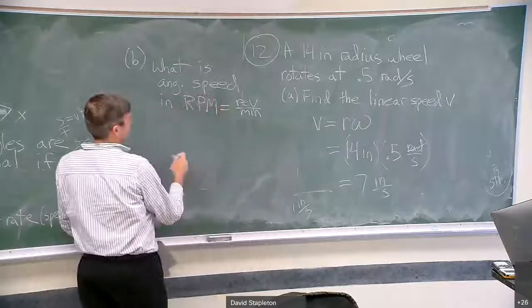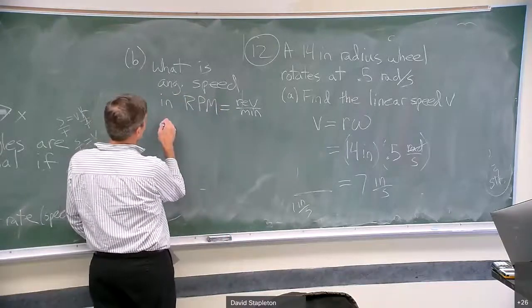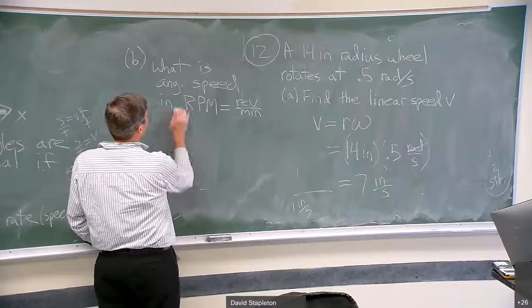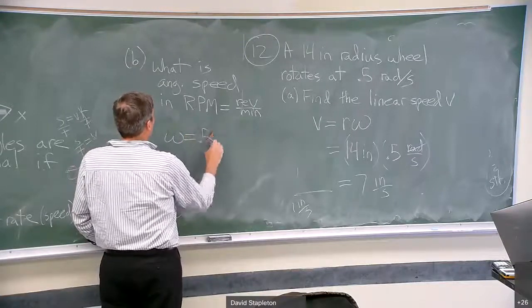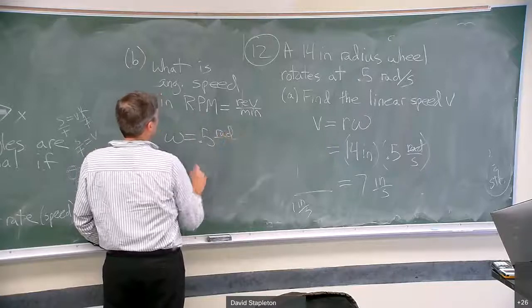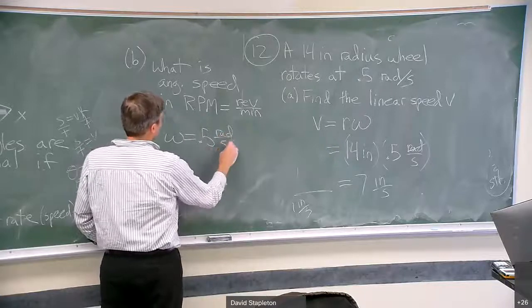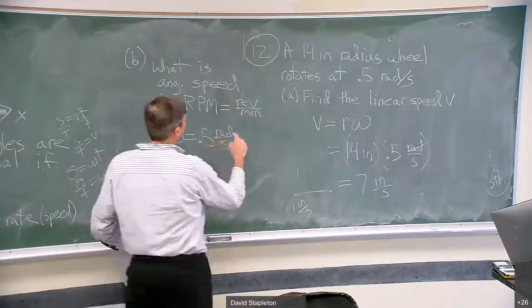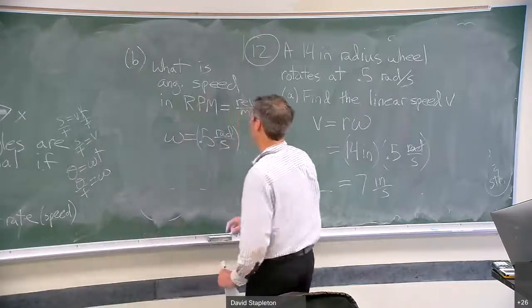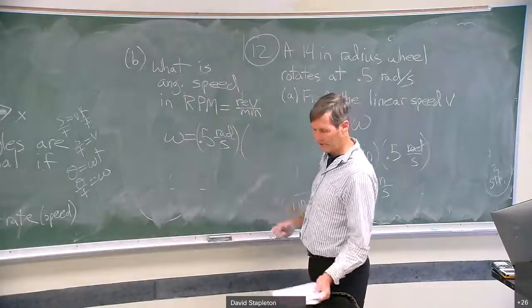Well, for this one, you have to have the following intuition. Omega is 0.5 radians per second, which is already the rate at which it's turning, right? It's just in the wrong units. You want revolutions per minute instead of radians per second. So what do you have to do to convert seconds to minutes?